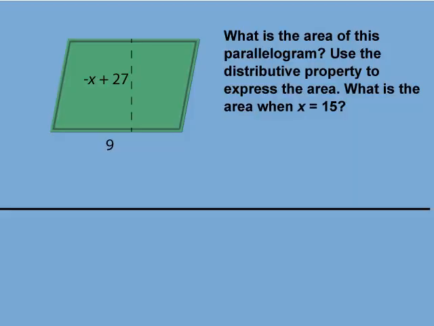What is the area of this parallelogram? Use the distributive property to express the area. What is the area when x is equal to 15? The area of a parallelogram is the product of the base and the height. With this parallelogram, the height is a variable expression. The area of the parallelogram is the product of these two expressions, 9 and the quantity negative x plus 27.